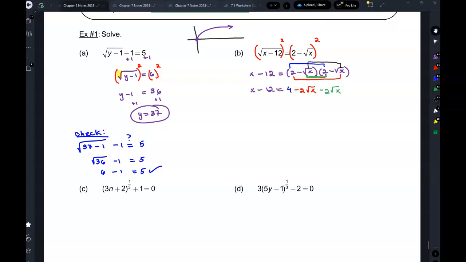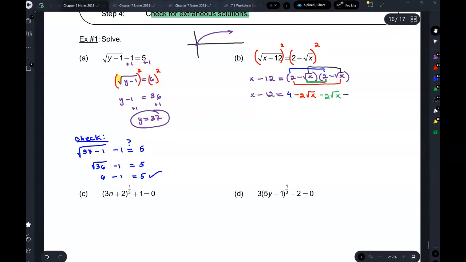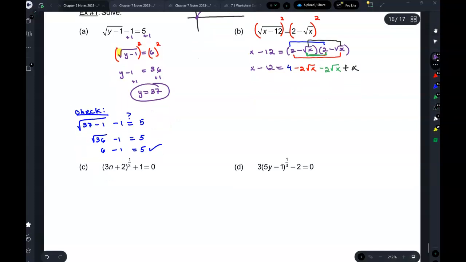Last terms, okay, first of all, hang on. It's negative times negative, so it's going to be positive. And then we have root x times root x. That's just x. Okay, so now let's see what we get here. X minus 12 is equal to 4, negative 2 root x, negative 2 root x, so minus 4 root x plus x.